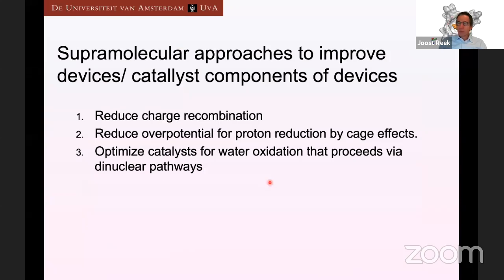So what I would like to do today is to show you some supramolecular approaches to improve these types of efficiencies by reducing charge recombination, reducing overpotential for proton reduction catalysis, and optimizing catalysts for water oxidation catalysis that proceed via dinuclear pathways.